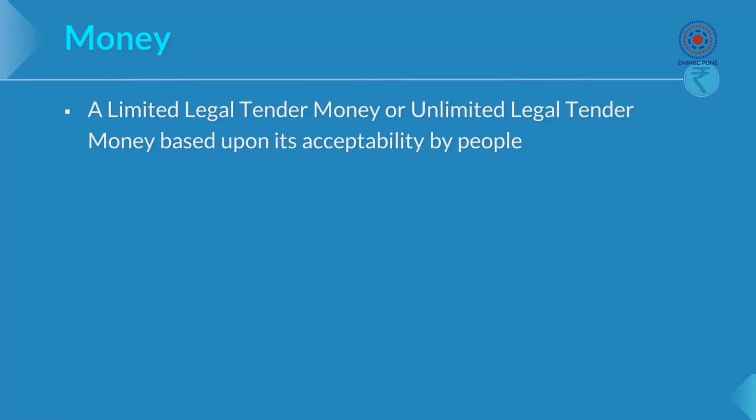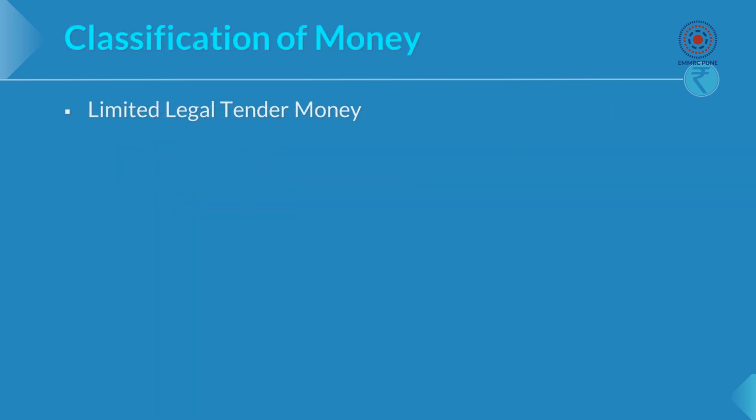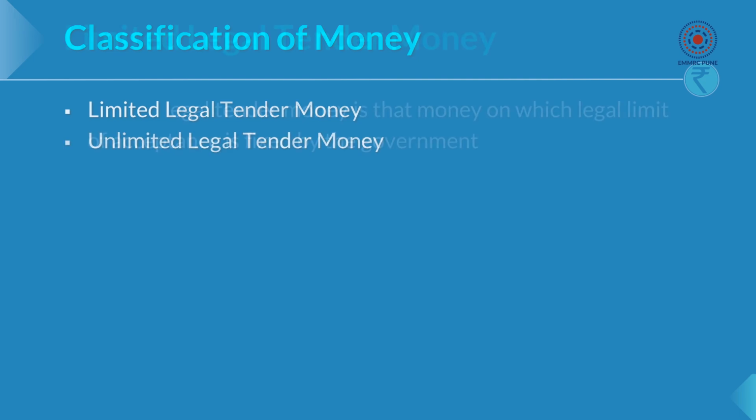The unique feature of general acceptability of money as a means of payment or as a medium of exchange gives it alone general purchasing power. Money can be classified as a limited legal tender money or unlimited legal tender money based upon its acceptability by people. In India, money has been classified on the basis of its acceptability.